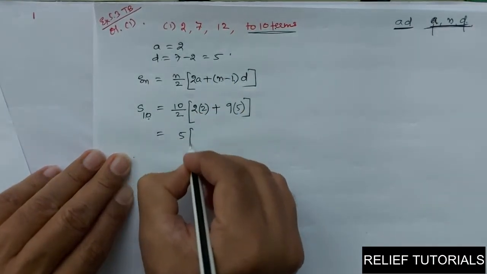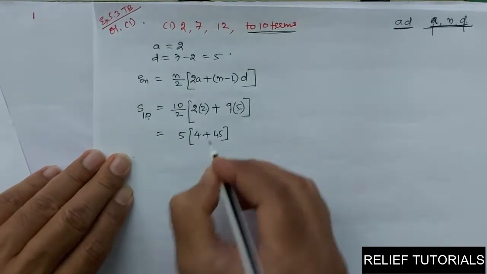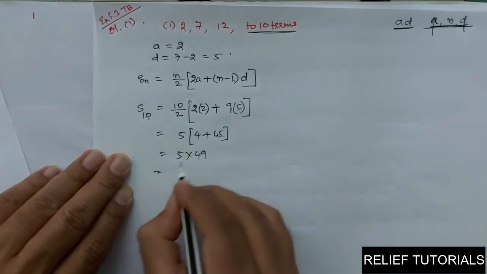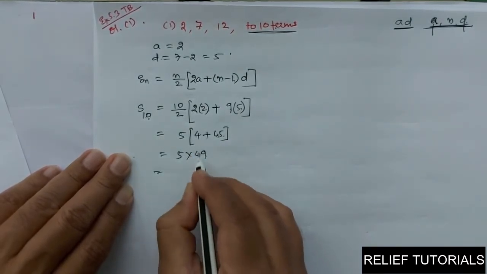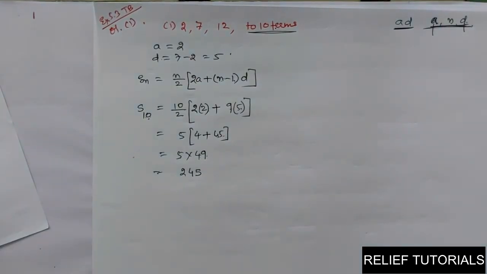So 10 by 2, 5. 2 into 2, 4, plus 9 into 5, 45. So 5 into 45 plus 4, 49. 9 5s are 45, 5 carry 4. 5 4s are 20 and 4, 245. So the sum to 10 terms is 245. Have you got it, friends?